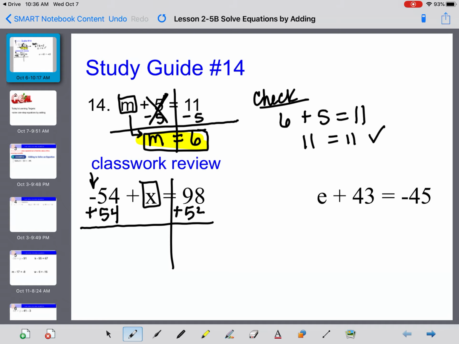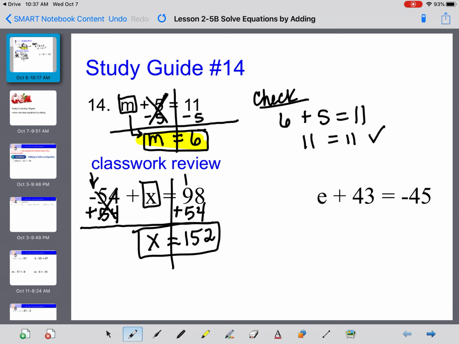So I add 54 to both sides, like lifting a dumbbell or changing the weights of the dumbbell. Whatever you do to one side, you must do to the other. So that equals 0, and x is remaining. And on the right-hand side, I have 152 remaining.